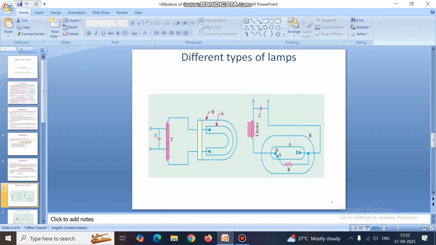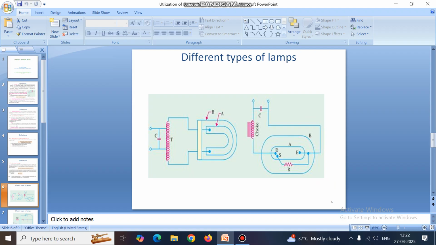Now we are going to some kinds of lamp. First, in the first figure, it is the sodium vapor lamp, abbreviated as LP vapor lamp. The LP vapor lamp consists of this U-type cylinder, and in this cylinder there is sodium, neon gas, and 1% argon.